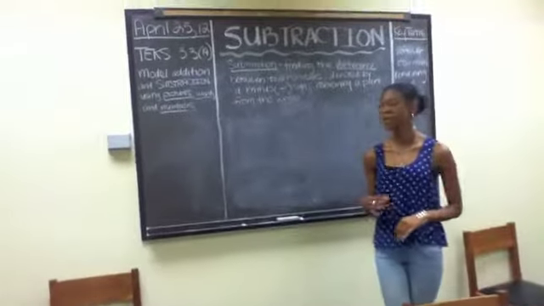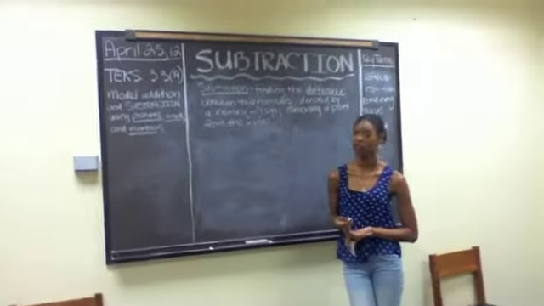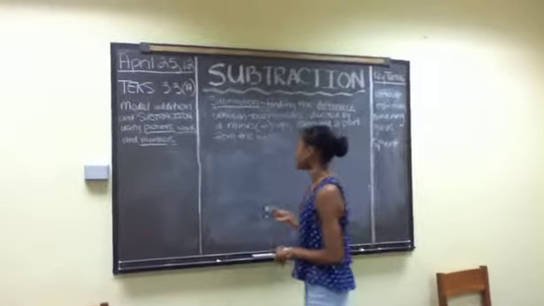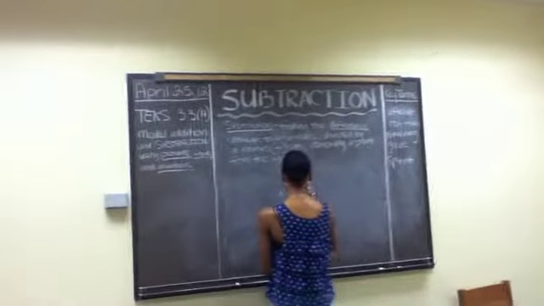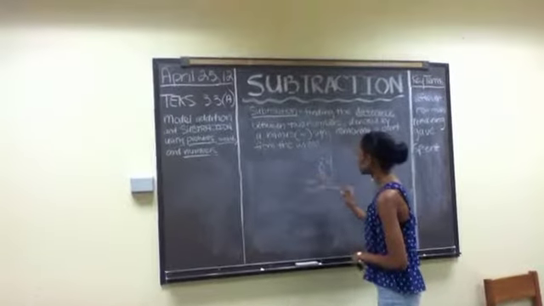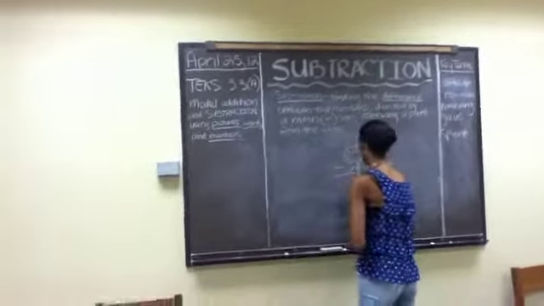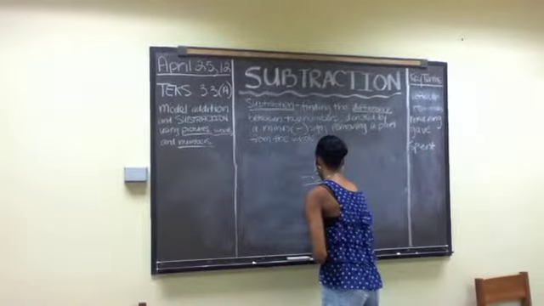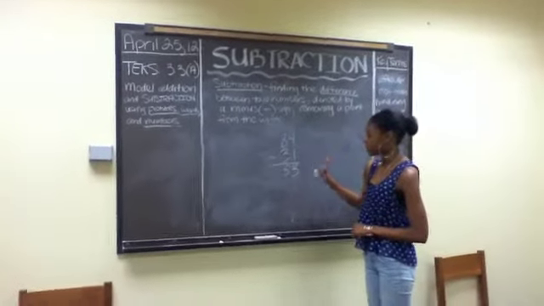Okay, so next I'll be explaining how we could use addition to check our answers on subtraction. So first I'll use 84 minus 31. Okay, so to solve this problem, 4 minus 1 is 3, and 8 minus 3 is 5, so 53. So this is the answer when we subtract 31 from 84.